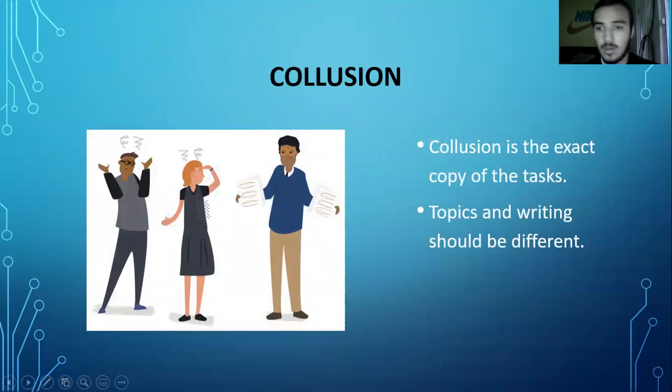Collusion. Collusion is the exact copy of the tasks. Topics and writing should be different. This is a recommendation on the topic, because it does not have to be the same thing when we're copying information from other sources.